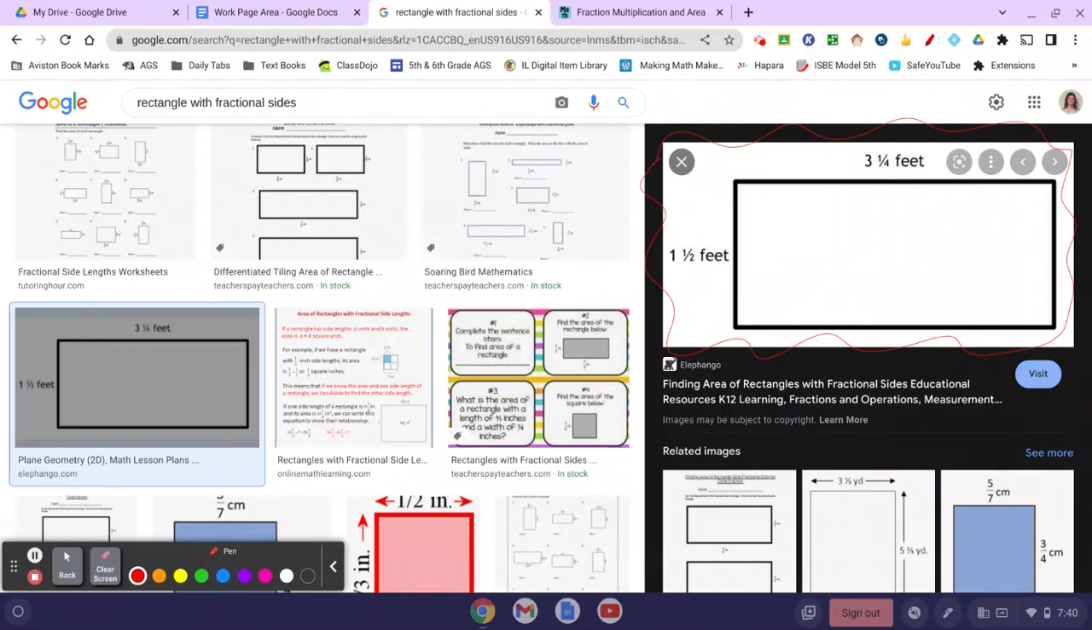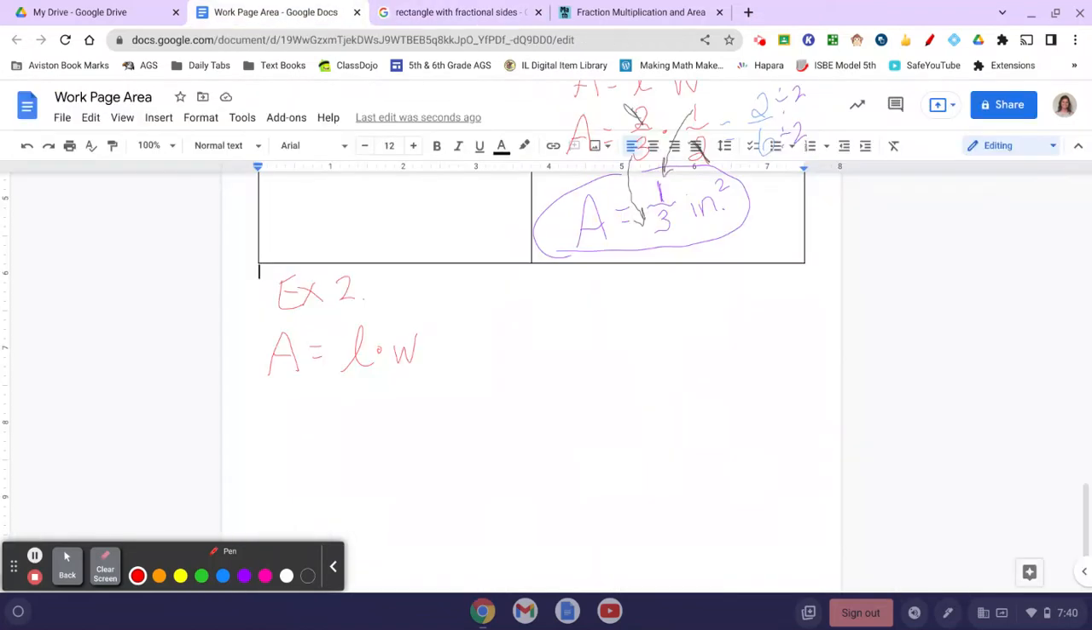Go back. My length is 1.5, my width is 3 1/4, and it does not matter which of those you put first. So 1.5 and 3 1/4 are my numbers that I'm going to substitute in. 1 1/2 times 3 1/4. You always copy down your A equals. Each of these lines are equal to each other. They're all equivalent.